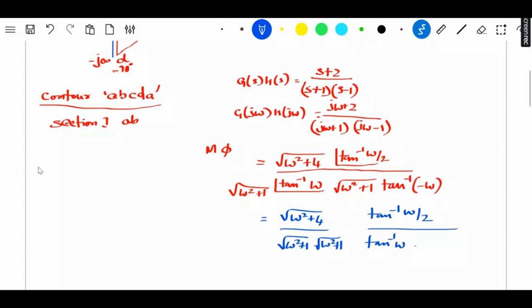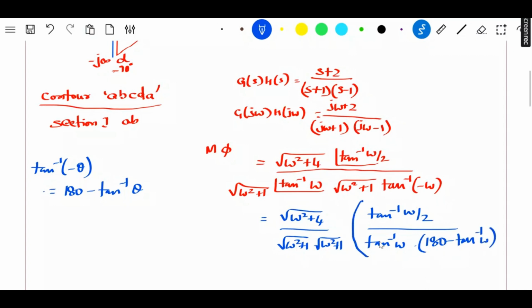See, tan inverse of minus theta can be written as 180 minus tan inverse of theta. Keep that in mind; this is from trigonometry, allied angles. So here tan inverse of minus omega can be written as 180 minus tan inverse of omega. So this entire thing is the angle, and this entire thing is the magnitude.